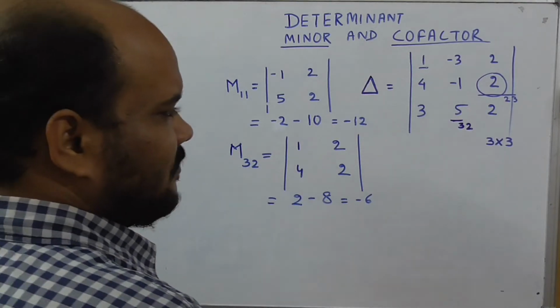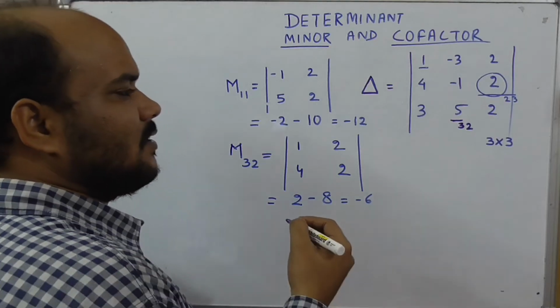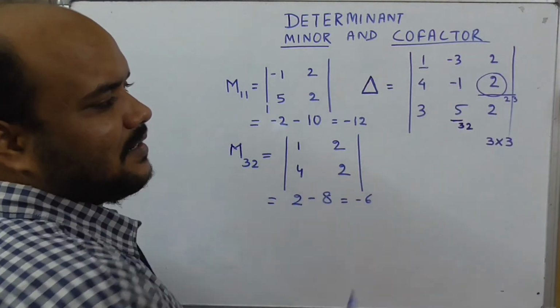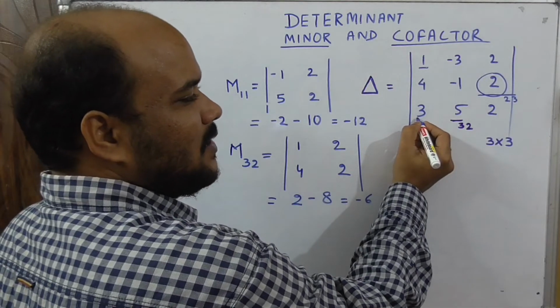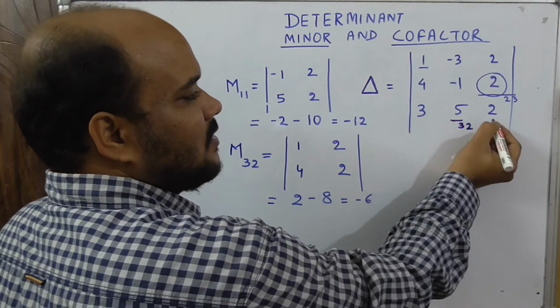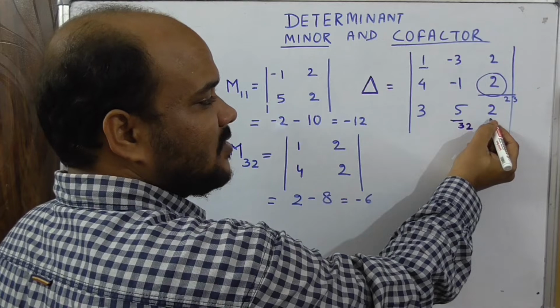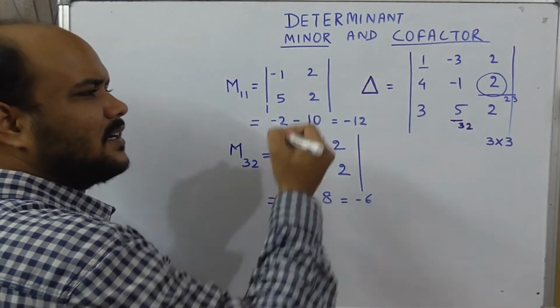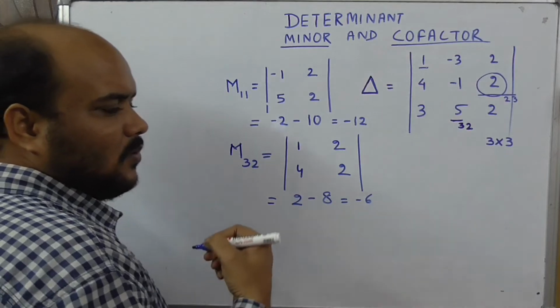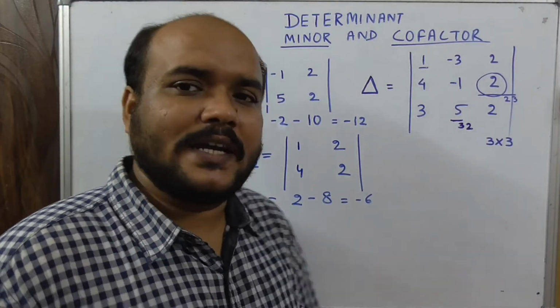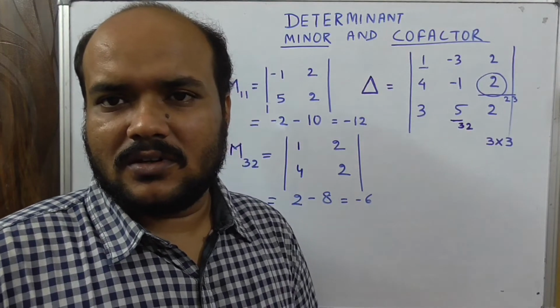In this way we can find the minor for the entire matrix. We can find the minor for this one, M31, this one M33, and similarly we can find the minor for every element. Now let us see how to find the cofactor value. Is that okay?